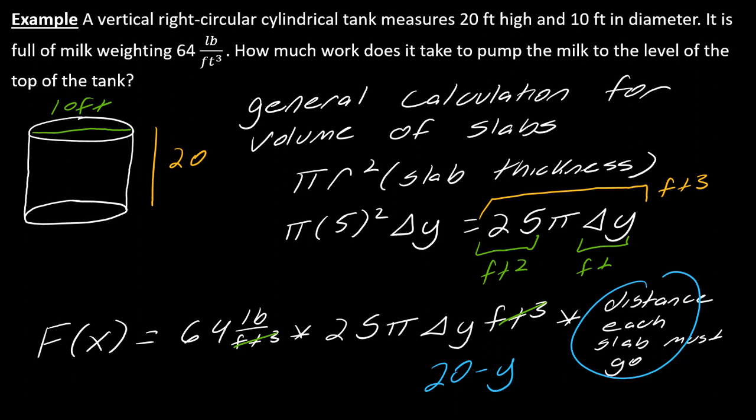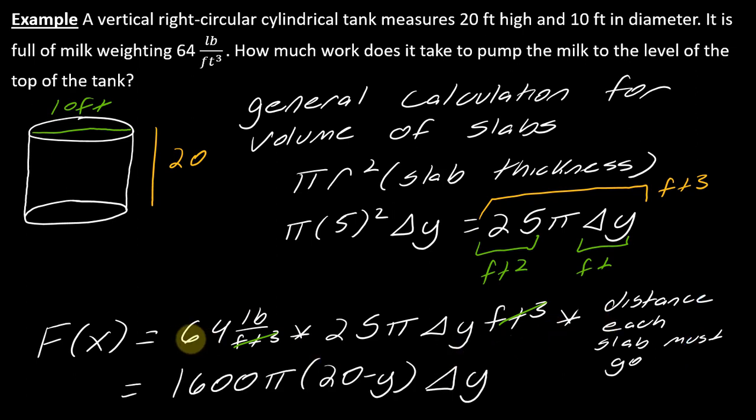So what is my integral? I want you to watch what happens here. I'm just going to multiply everything together so that it looks nicer. Okay, so I multiplied the 64 and the 25, so that's 1600, and then I've got the pi. And then I've got the 20 minus y that we talked about, so that's the distance each slab has to go. And then I just put this delta y at the end.